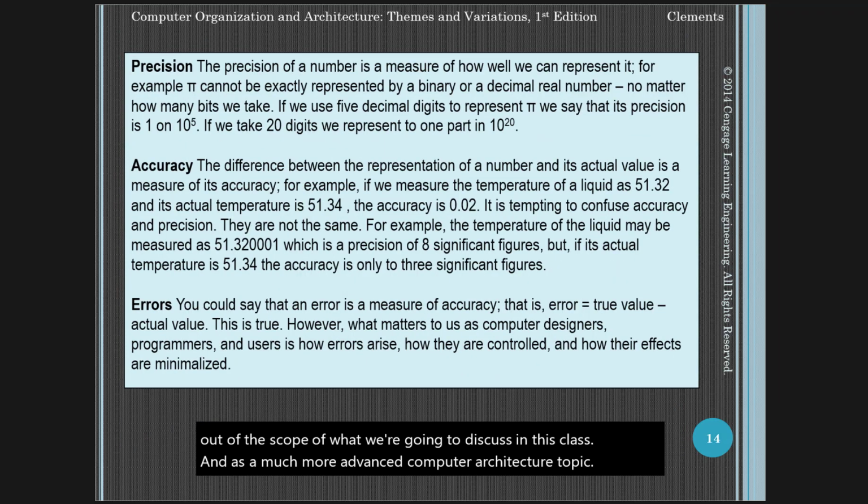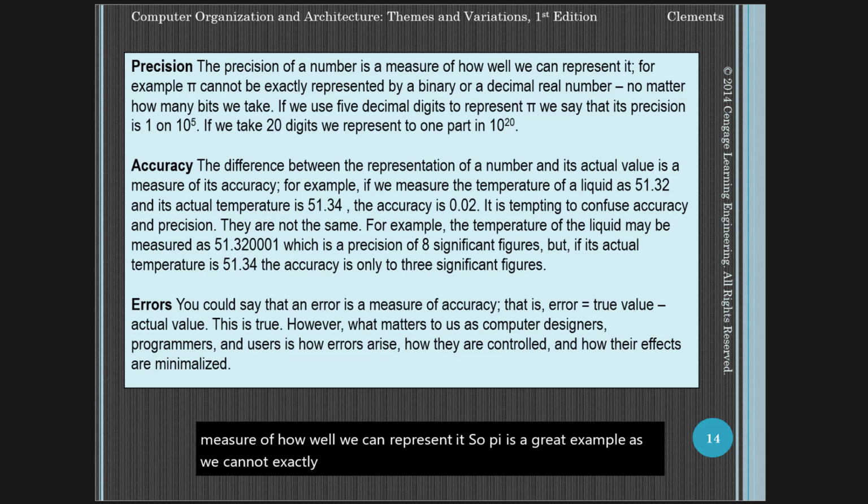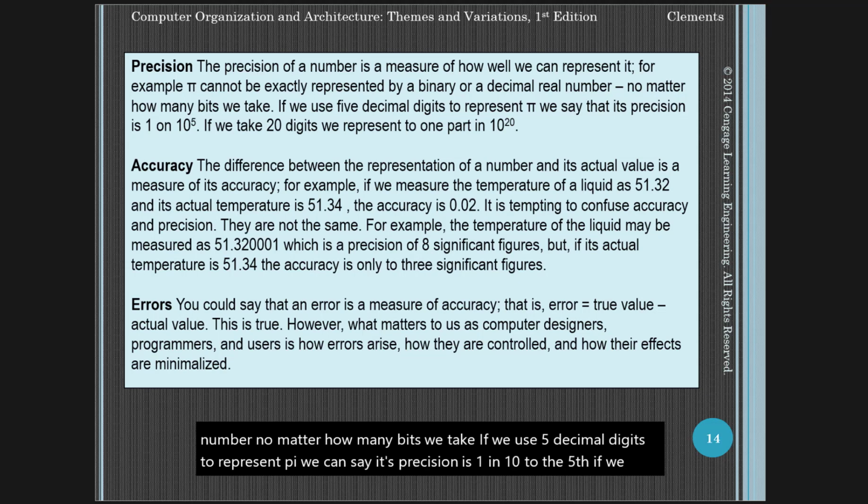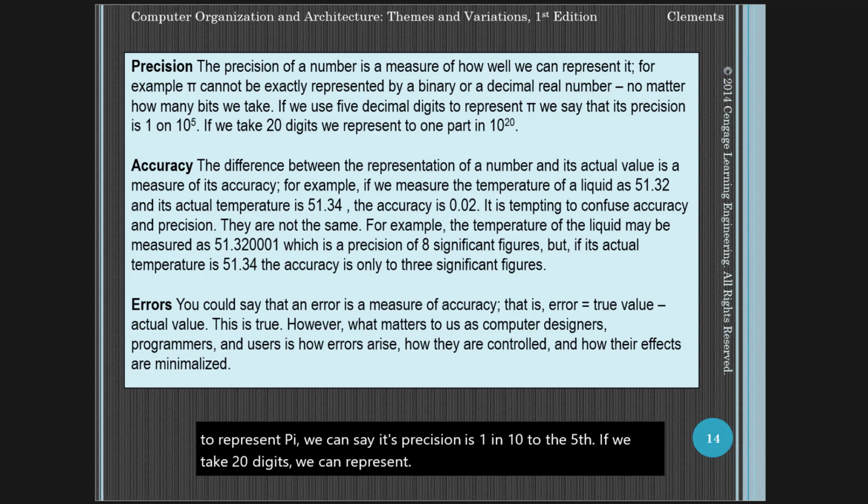Precision of a number, right? The precision of a number is the measure of how well we can represent it. So pi is a great example, as we cannot exactly represent pi in a binary or in a decimal real number. No matter how many bits we take, if we use 5 decimal digits to represent pi, we can say its precision is 1 in 10 to the 5th. If we take 20 digits, we can represent it to 1 part in 10 to the 20th.